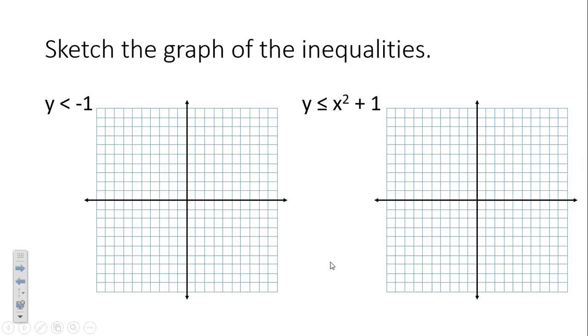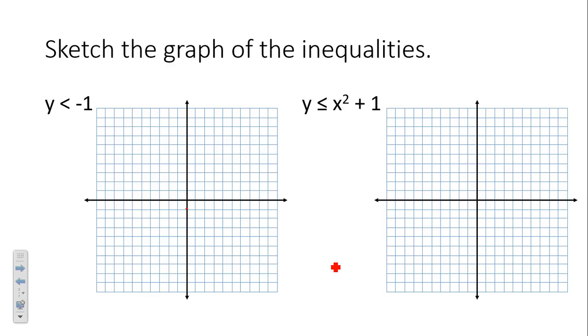When we're asked to graph y is less than negative 1, we were used to doing that on a number line, but we are asked to do this actually using a coordinate plane. So you find a place where y is negative 1. There's one place, right? Where else is y going to be negative 1?